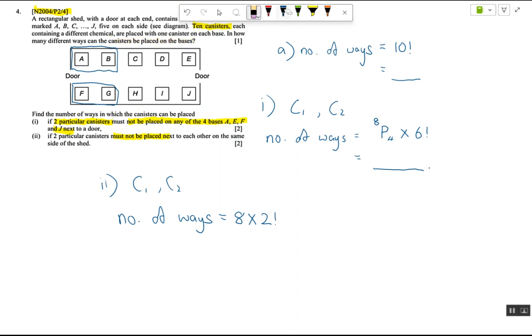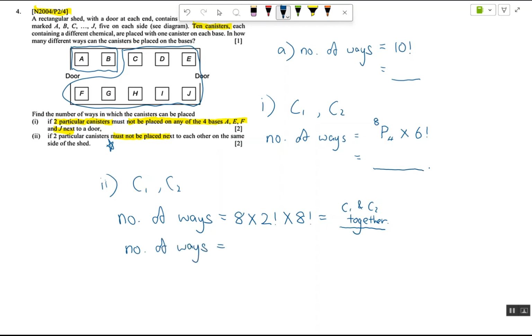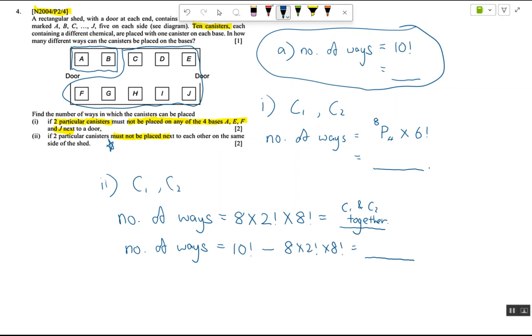Now, if C1 and C2 are here, how many ways can I arrange the rest of them in the other 8 slots? That will be multiplied by 8 factorial. This is your answer if C1 and C2 are together. Because the question says they must not be placed together, in order to find the answer I would use the total number of ways. What would be the total number of ways? You have already found it in part A, 10 factorial, minus away the previous answer, which is 8 times 2 factorial times 8 factorial, and you should be able to get the answer if C1 and C2 are not to be placed beside each other on the same side of the shed.